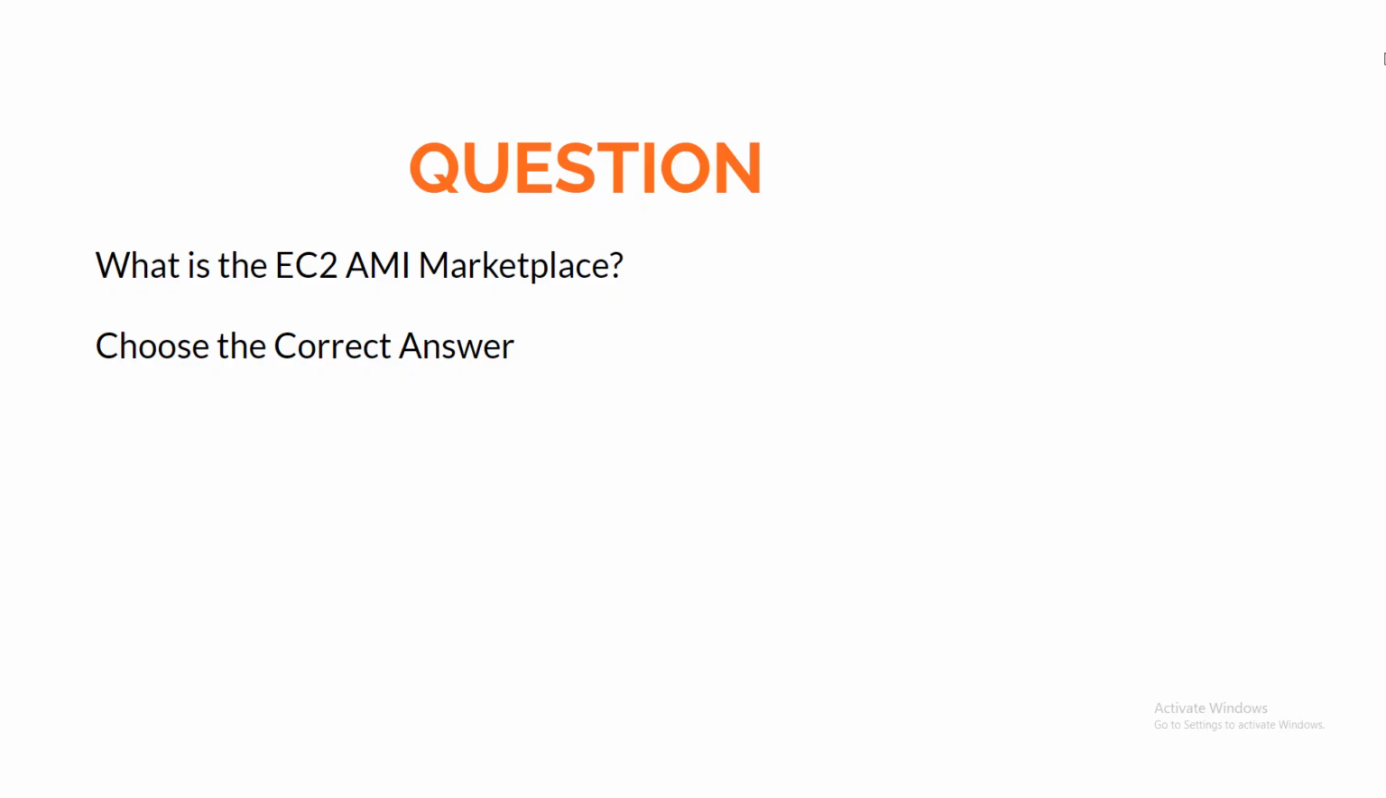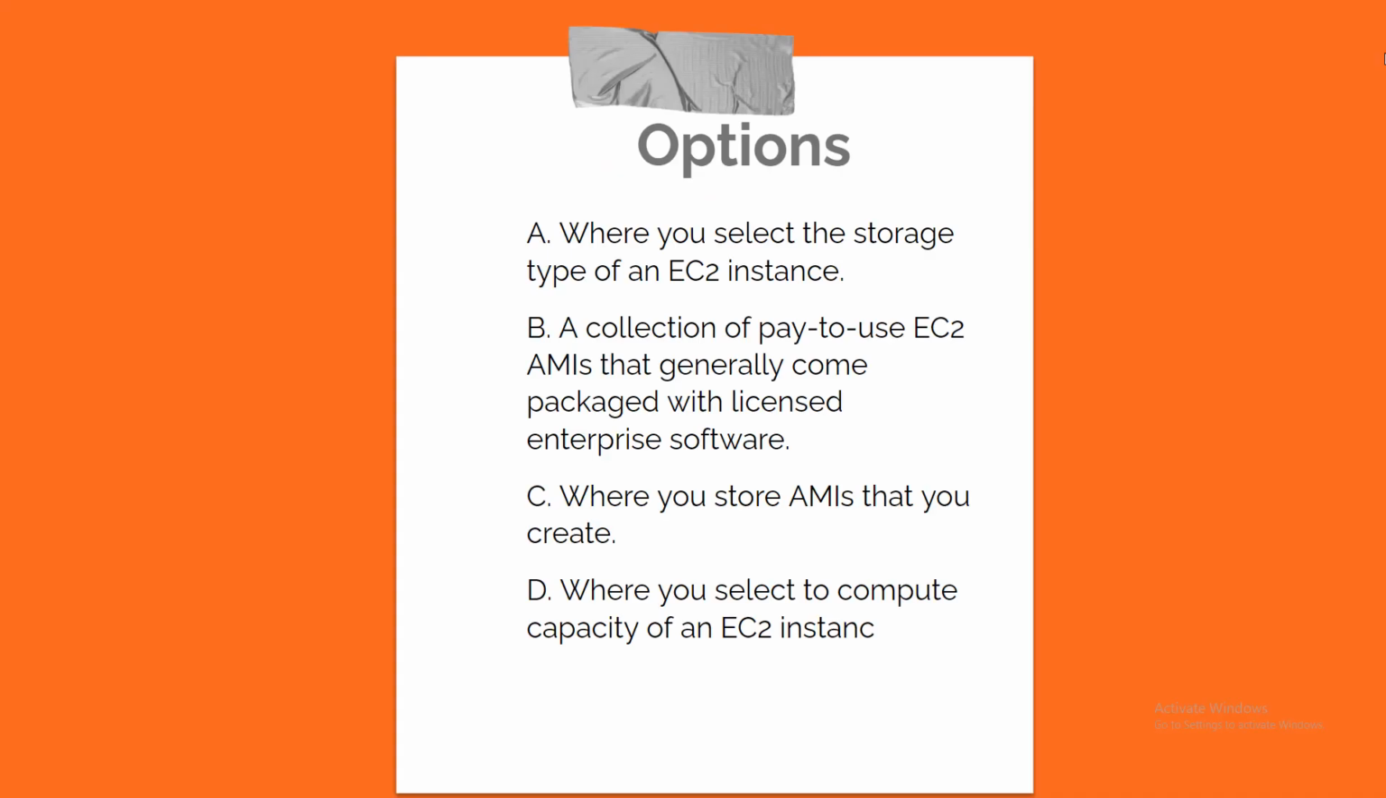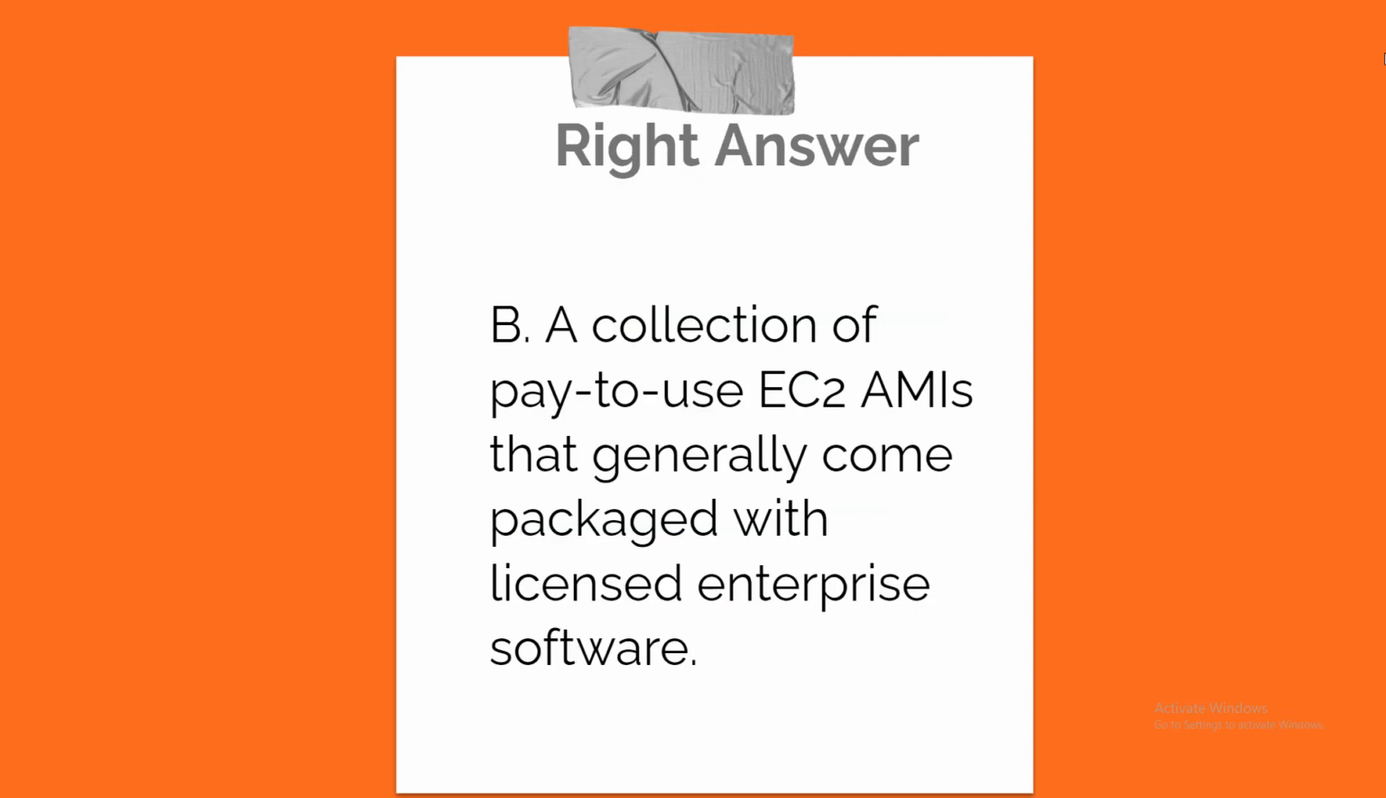Question: what is the EC2 AMI marketplace? Choose the correct answer. A. Where you select the storage type of an EC2 instance. B. A collection of pay-to-use EC2 AMI that generally come packaged with licensed enterprise software. C. Where you store AMI that you create. D. Where you select the compute capacity of an EC2 instance. Answer. B. A collection of pay-to-use EC2 AMI that generally come packaged with licensed enterprise software.